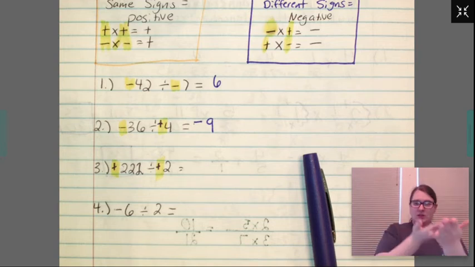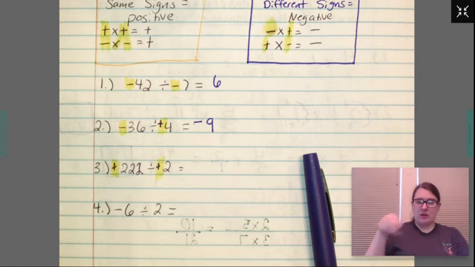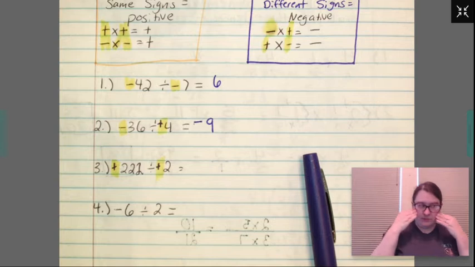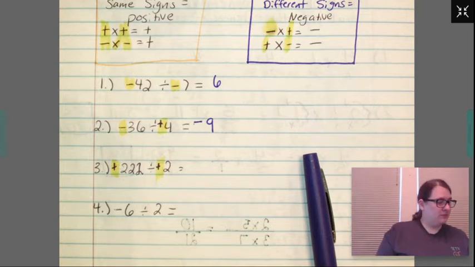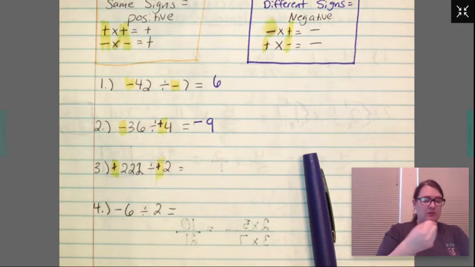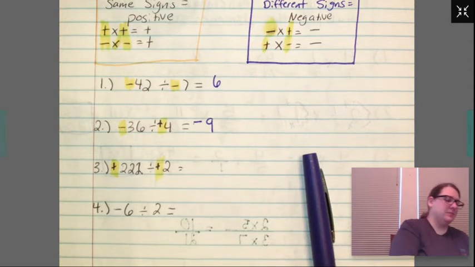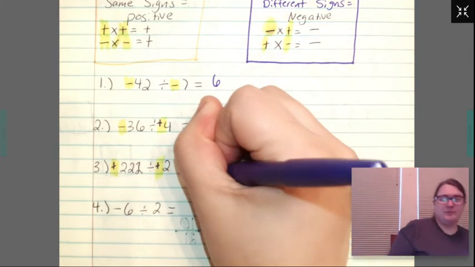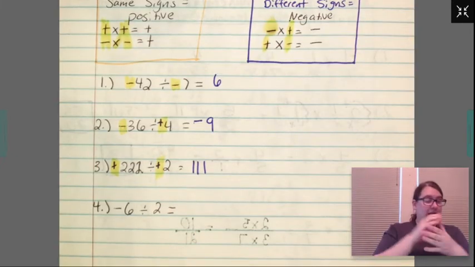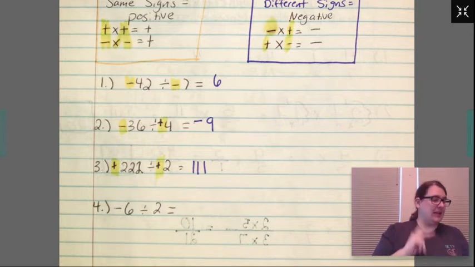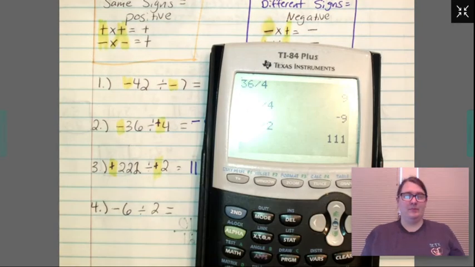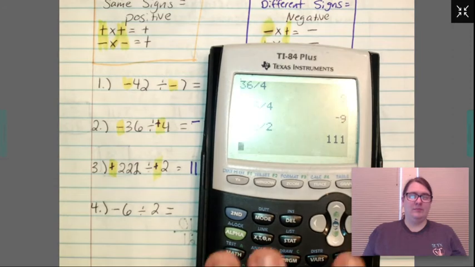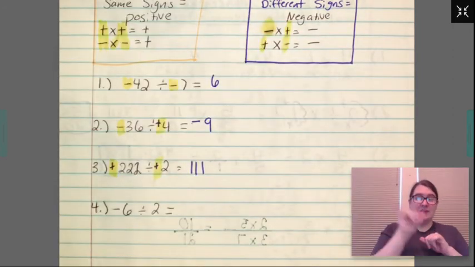So I'm not going to write one. I'm going to let it just be that normal 222 divided by 2. Do you know it? What'd you get? 111. Okay, and you can put it in your calculator to see. We have the same answer.